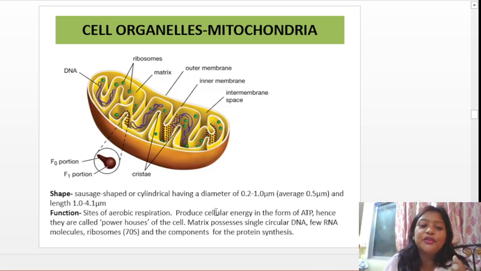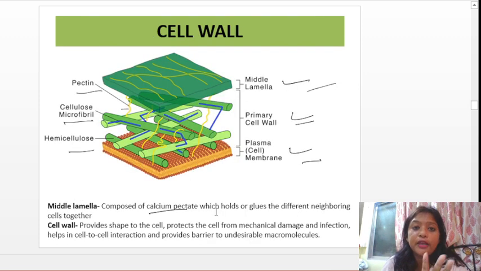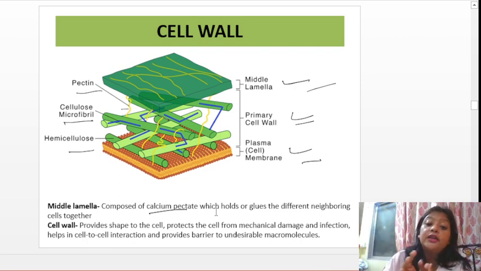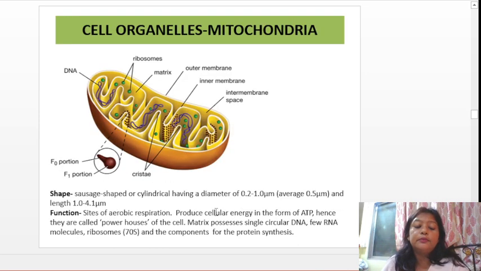So moving on to the next part. I hope you have understood the cell wall. The cell wall function I've told you. Basically, the cell wall is the outer part, so it provides shape to the cell and protects the cell from mechanical damage and infection. Remember this. It also protects the cell by not allowing toxic chemicals or molecules to enter the cell. Remember this.